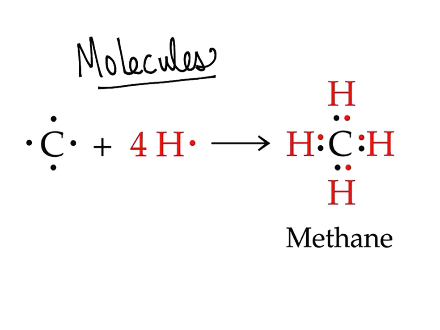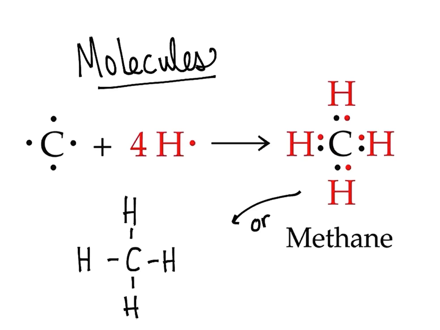Now, we often show these pairs of electrons as lines. And so usually in a Lewis dot structure, a single covalent bond is shown with a line, and that is understood to be the sharing of 2 valence electrons.